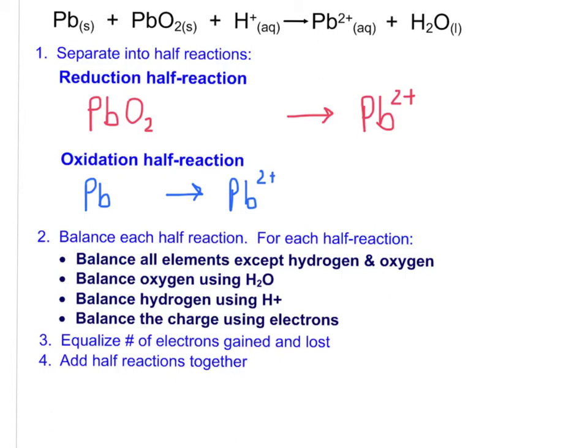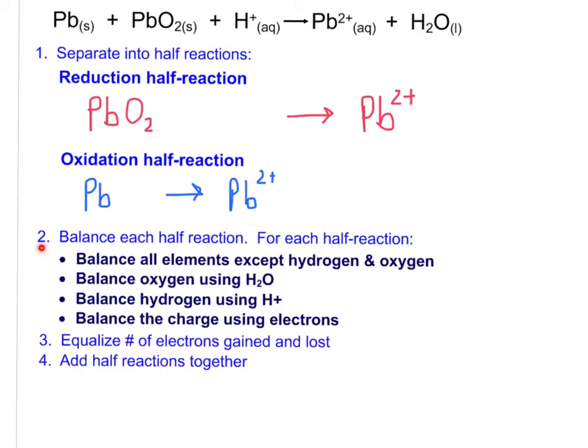Okay, so here I wrote those half reactions. Lead is going from lead-4. We know that because the oxidation state for oxygen is -2, so there's a total charge of -4 here, so lead must be +4, and that is going to lead +2. That means it is gaining electrons. It's being reduced. Here's the oxidation half reaction. We're going from lead with an oxidation state of 0 to lead with an oxidation state of 2+. So it is losing electrons, so it's oxidized.